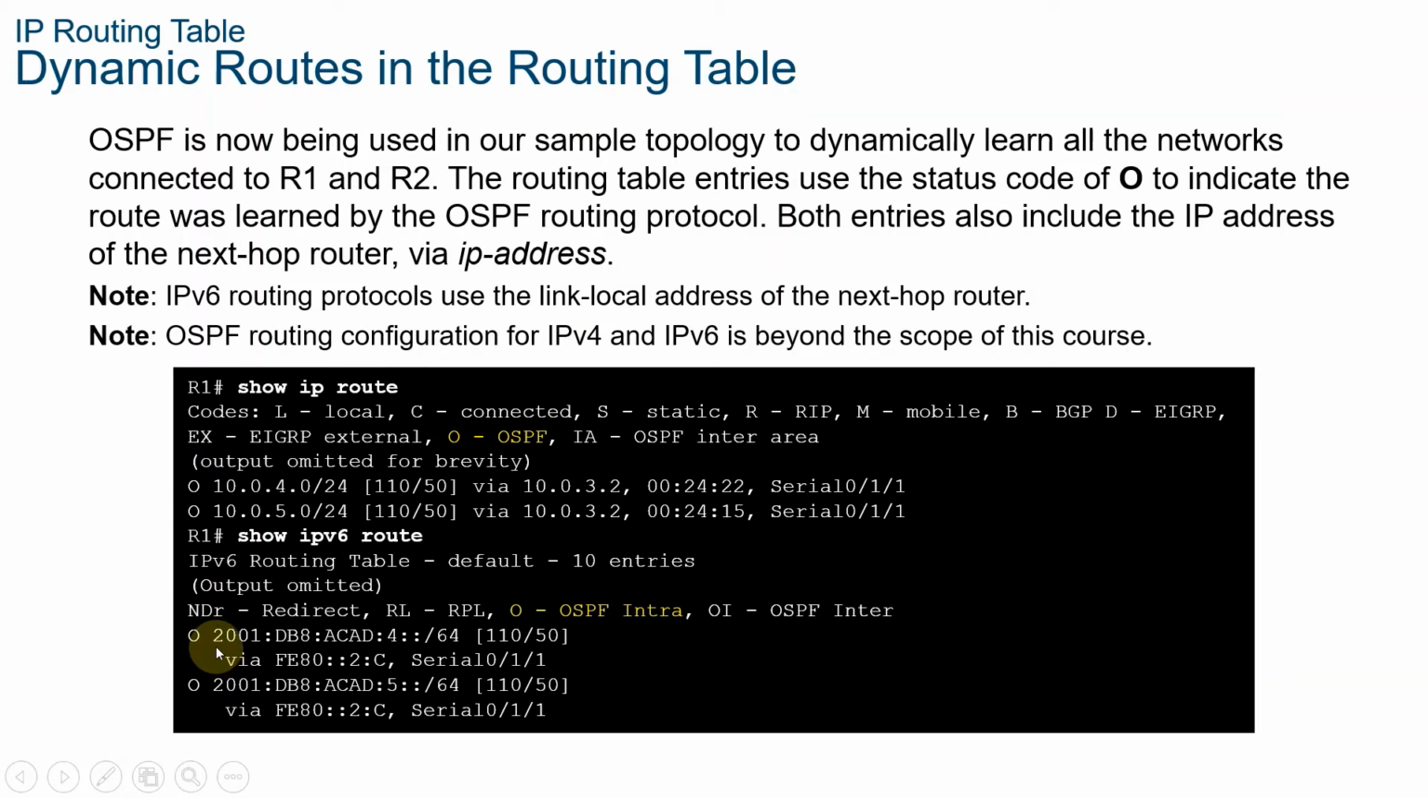Notice that both routing entries use the status code O to indicate that the route was learned via the OSPF routing protocol. Both entries also include the IP address of the next hop router. Take note that IPv6 routing protocols use the link-local address of the next hop router. OSPF routing configuration for IPv4 and IPv6 is beyond the scope of this course.